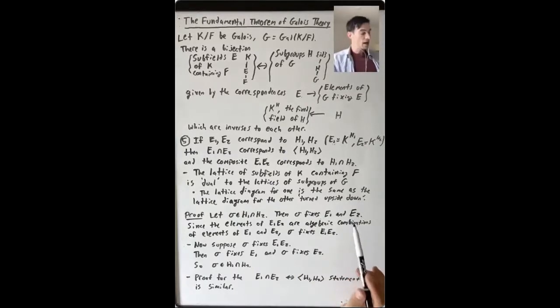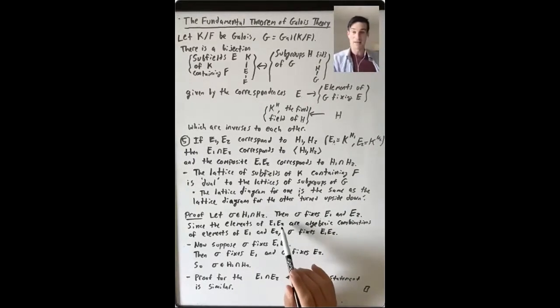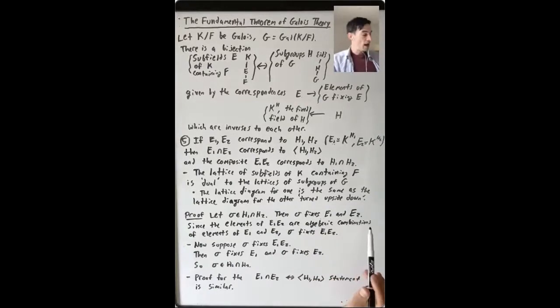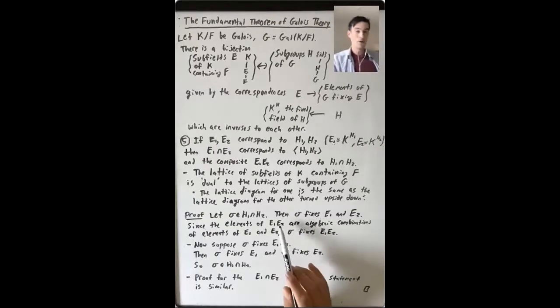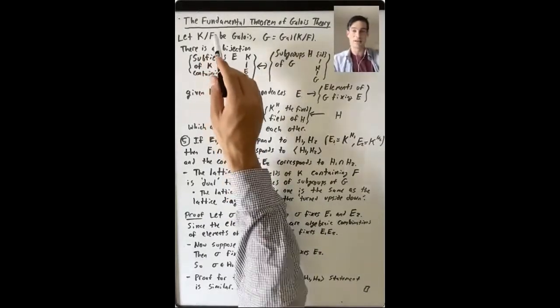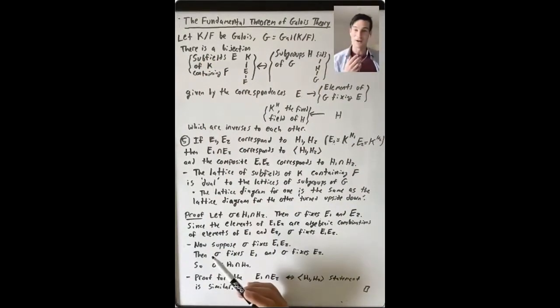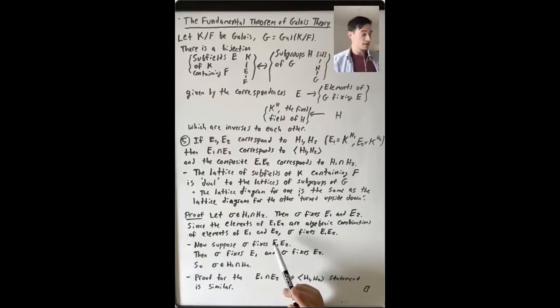And now let's think about where the elements of the composite come from. They are algebraic combinations of elements of E1 and E2. So why is that? Well, remember, in this Galois extension, we've only talked about what it means for a finite extension to be Galois. So you can think of this as being a finite extension. So it's generated by finitely many algebraic elements.